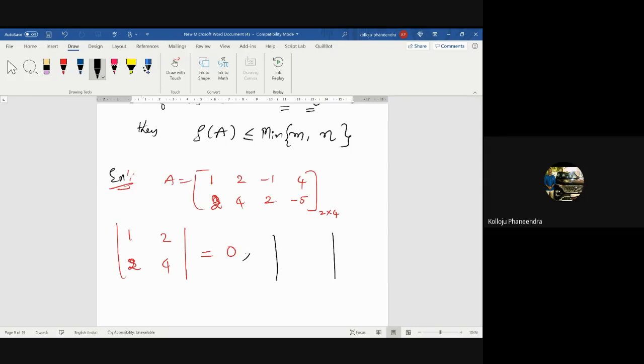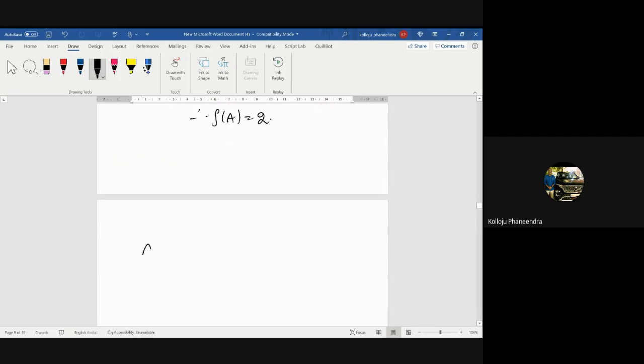Then I will select another one. First column, this column. What is this? 2. What is this? 2 plus 2, 4. Not equal to 0. Therefore, what is the rank? 2.